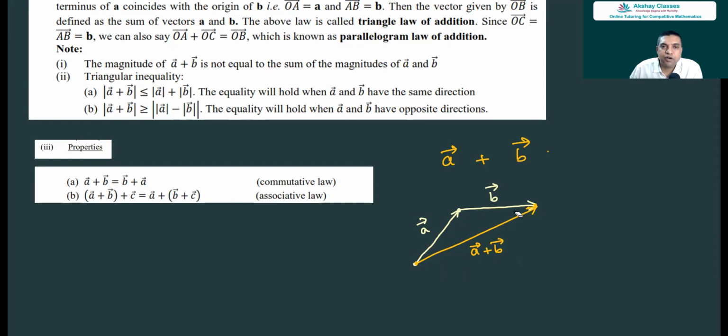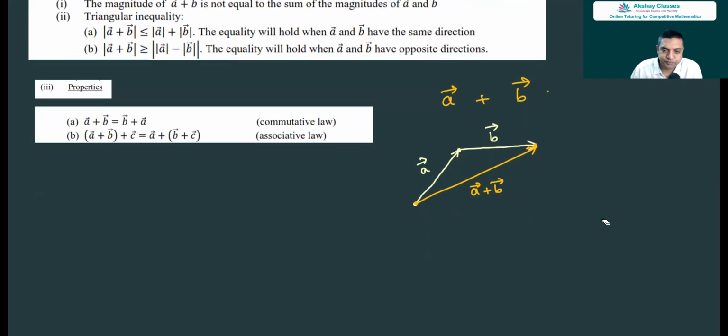So the triangular law of addition says that if vectors are placed along two sides of a triangle, the third side will represent the sum of the two vectors, as long as, remember, they are joined in series. That means the terminal point of the first vector coincides with the initial point of the second vector. Then the addition is from the initial point of the first to the terminal point of the second. This is how the addition is defined.